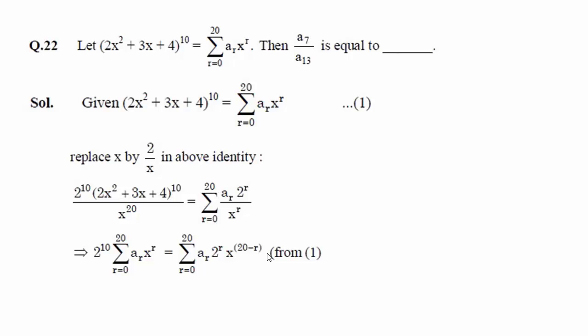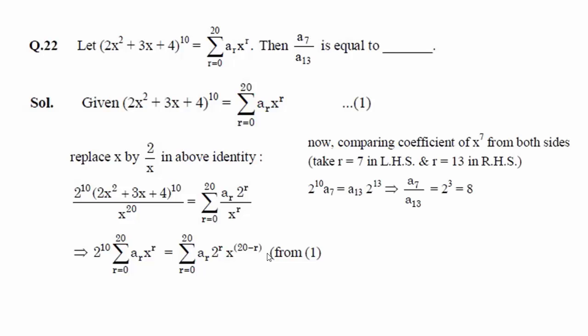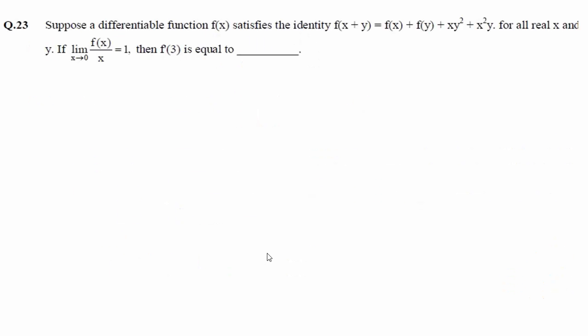Now comparing the coefficient of x^7 from both the sides. Take r equal to 7 in LHS and take r equal to 13 in RHS. Therefore 2^10 a7 equals 2^13 a13. Therefore a7 divided by a13 equals 2^3, which is nothing but 8. Hence the answer is 8.